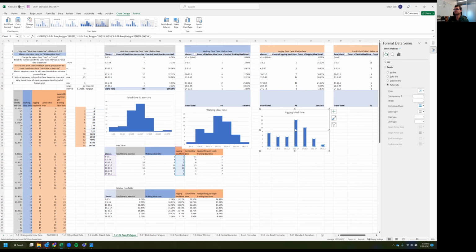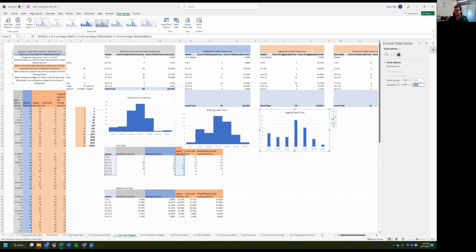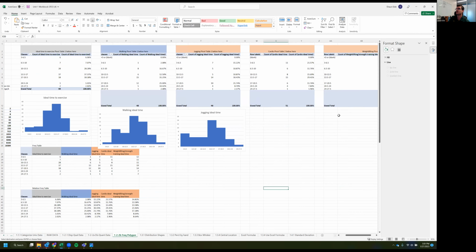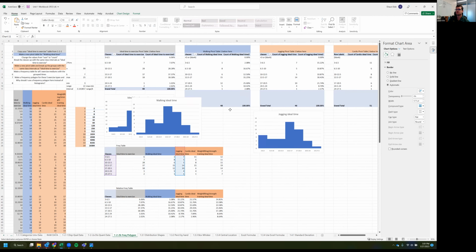And then let's change the gap width to 0 again. Now, the thing is, what if I want to compare the ideal time to exercise to ideal walking time to ideal jogging time to ideal cardio to ideal weightlifting? I can't put these all on top of each other, okay?